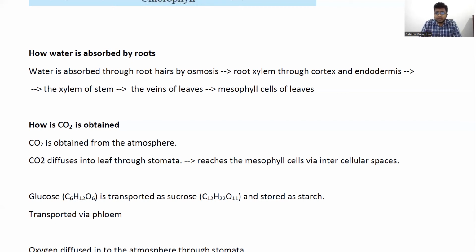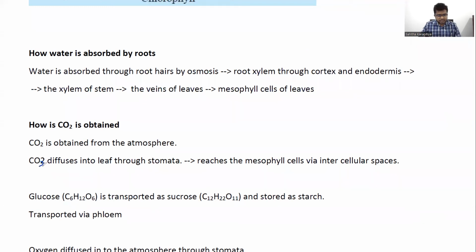Next one, we need carbon dioxide. Plants need carbon dioxide for photosynthesis. How do plants absorb this carbon dioxide? Plants absorb carbon dioxide from the atmosphere. This carbon dioxide, or CO2, diffuses through the stomata. Stomata are the openings mainly in the undersurface of leaves that are used for gas exchange. They will diffuse through the stomata into the mesophyll cells, right? And within the mesophyll cell, there are air spaces.